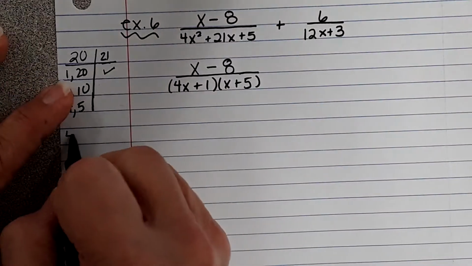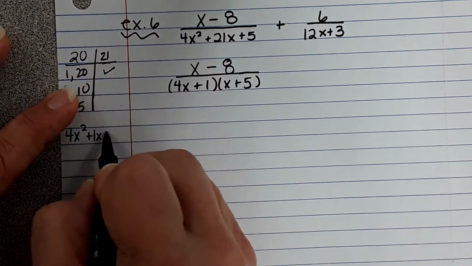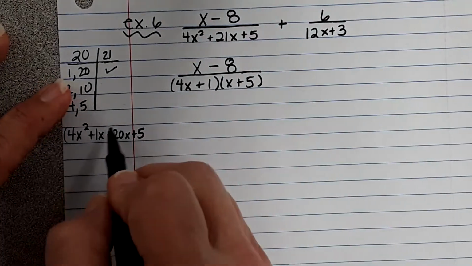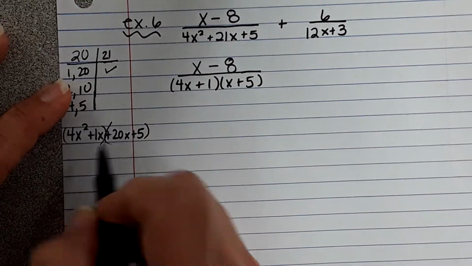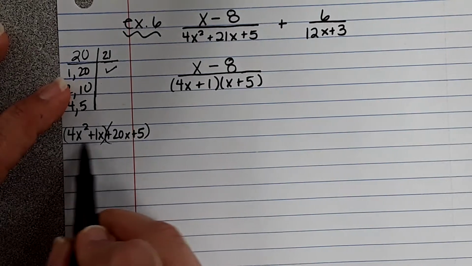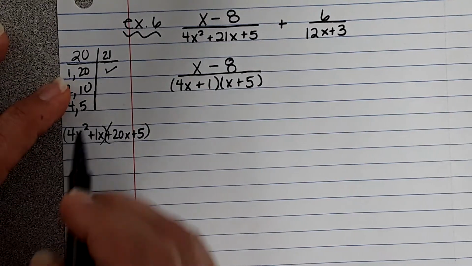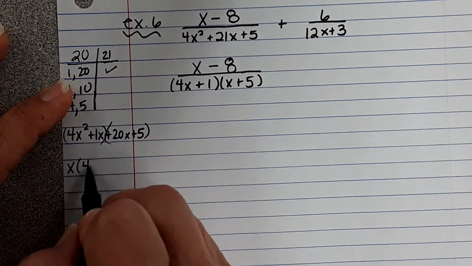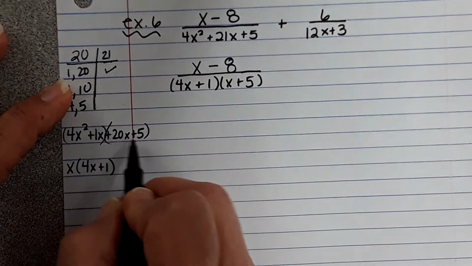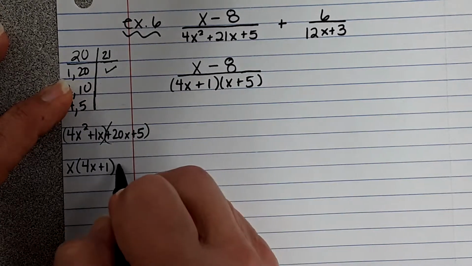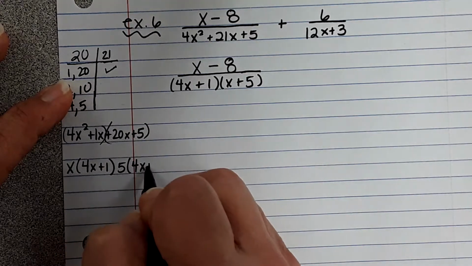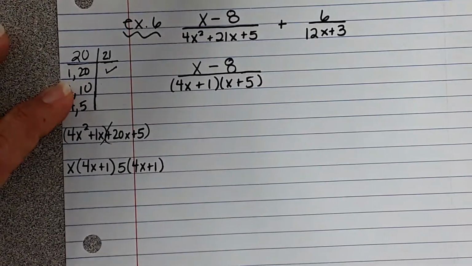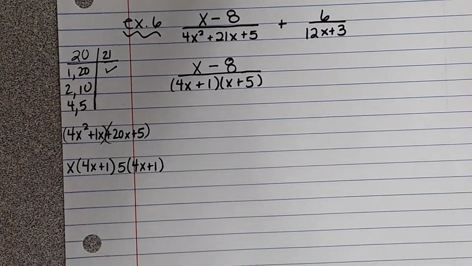And then you have to rewrite it, and then put parentheses. What does the first one have in common? 1. And what else do they have in common? So you're left with 4x plus 1. What does the second parenthesis have in common? 5. And you're left with 4x plus 1. 4x plus 1 is my first parenthesis. X plus 5 is my second parenthesis. That was factoring by grouping.